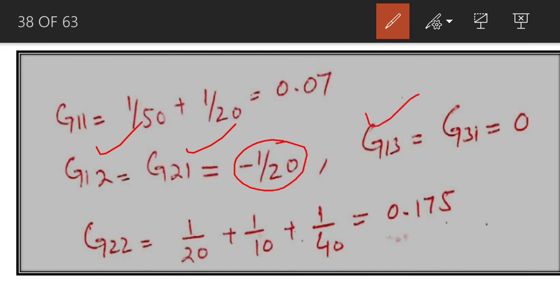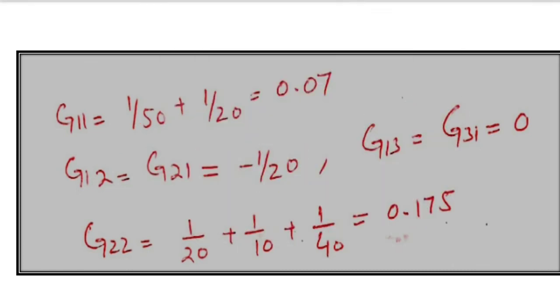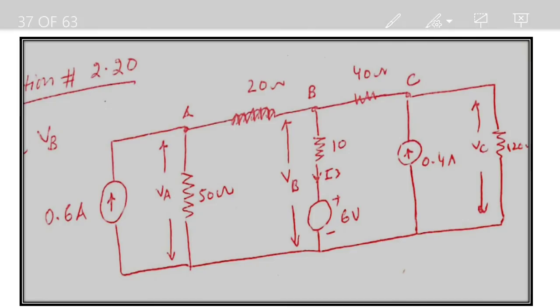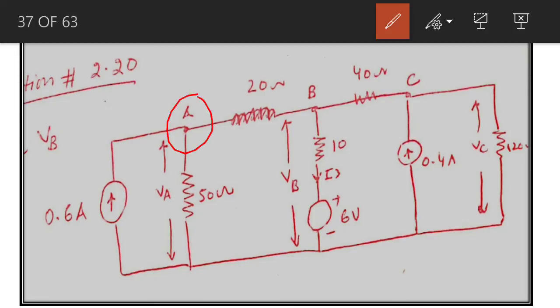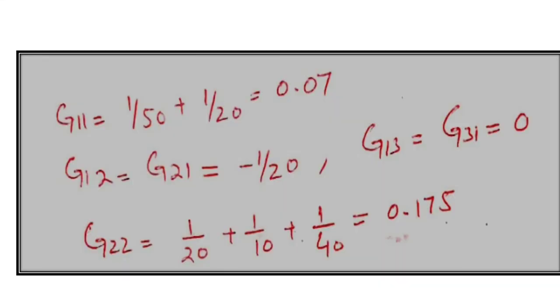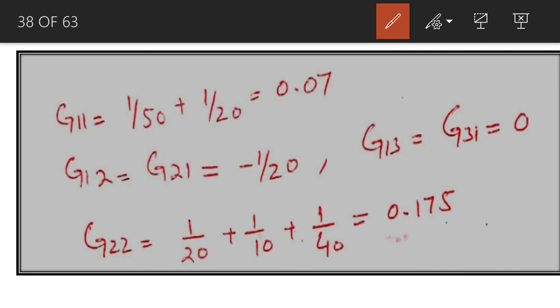So for G13 and G31, we consider the resistor which has been connected to the first as well as third node. So let us consider the first and third node of the circuit, and no single resistor has been connected to the first as well as third node. So G13 is 0. Why? Because no resistor has been connected to the first as well as third node of this particular circuit.